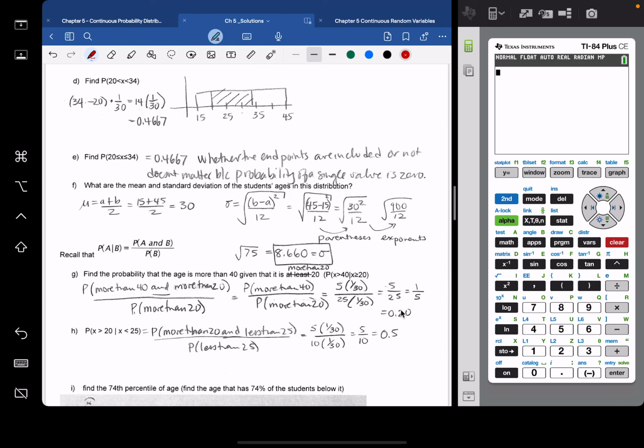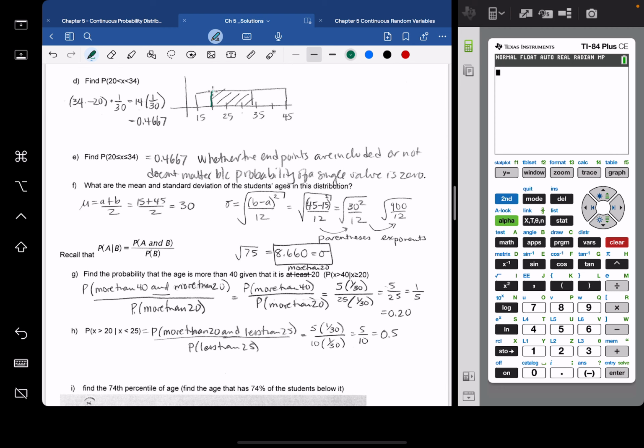Okay, so this is the last page of our activity for Chapter 5. I pulled up the calculator so that I could show you how to do some of the more complicated stuff here. Question D on that uniform distribution question asks us for the probability that x is between 20 and 34. So we're looking at what is the likelihood that I have a student whose age is between 20 and 34.